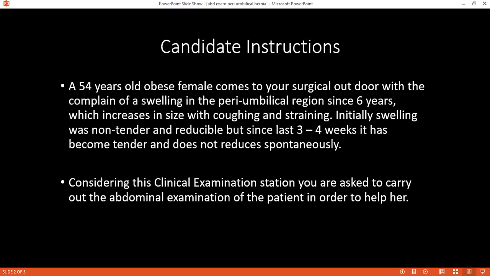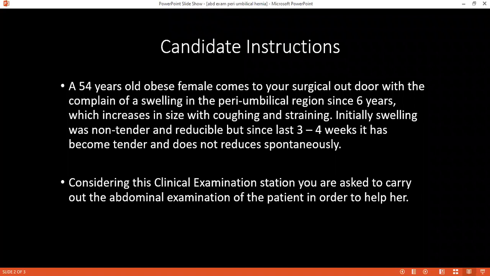So I'll first do a quick general examination. I will check her eyes to look for jaundice and pallor. Check her mouth for any angular stomatitis and the level of dehydration or hydration status. Then I will look at her hands to check for finger clubbing, Dupuytren's contracture or palmar erythema. Then I will let her lie flat.